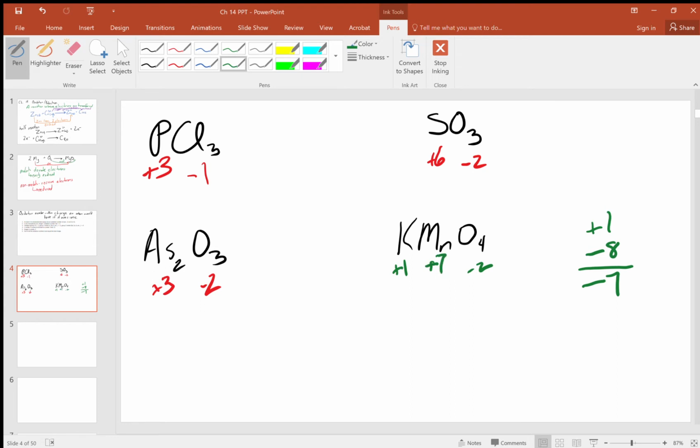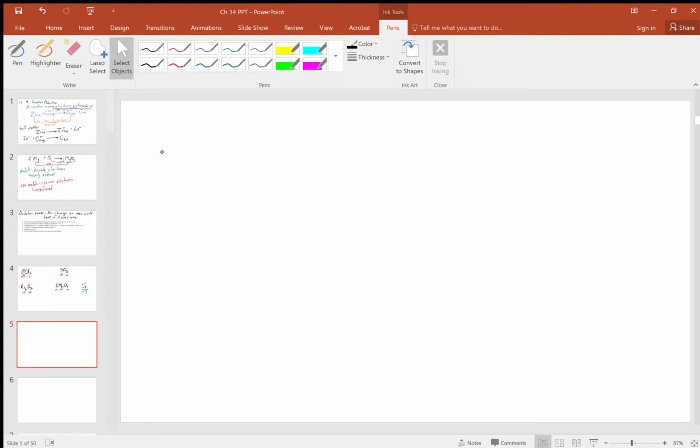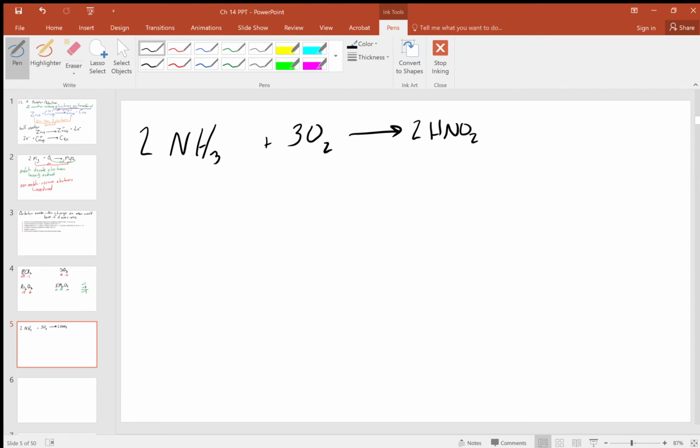All right, now how does this help us? Well, let's look at a reaction now. So this is the reaction of ammonia with oxygen to form nitrous acid and water.